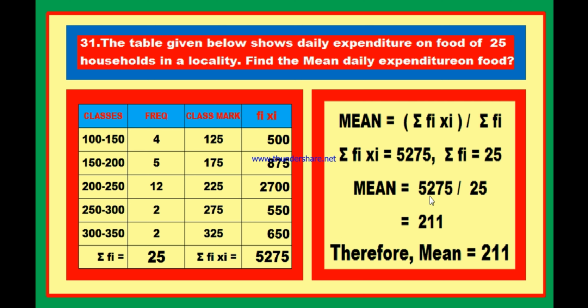25 goes into 5275 211 times. Therefore, the mean daily expenditure on food is rupees 211.